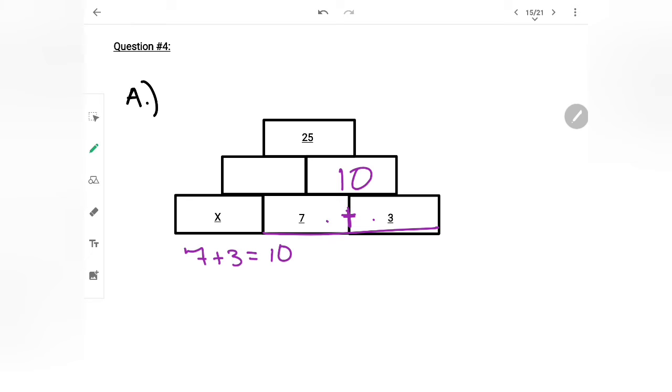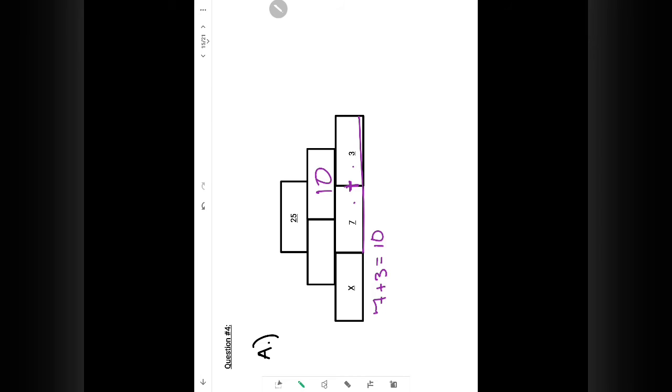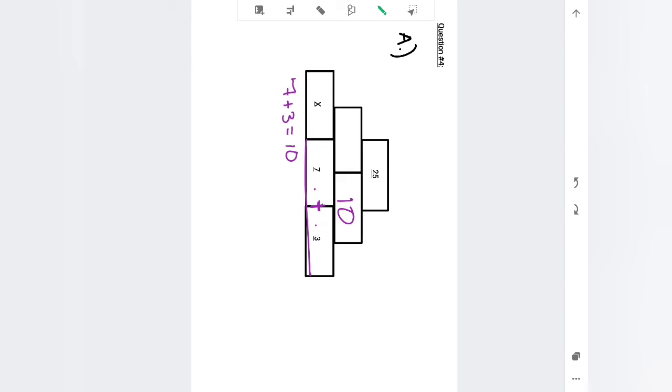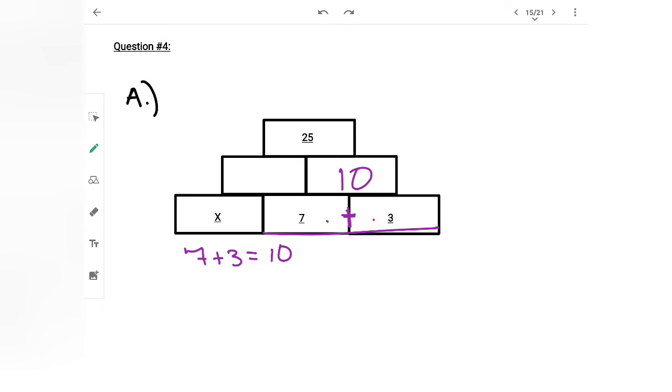Well, now we want to solve for the next problem. We want to figure out what this blank is right here in order to solve for x down here. Well, just an easy way to solve for that blank would be to subtract 10 from 25. And here's why.